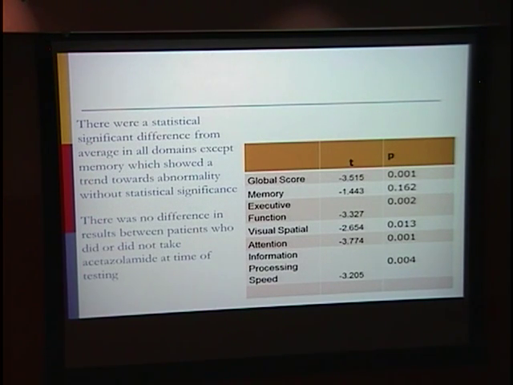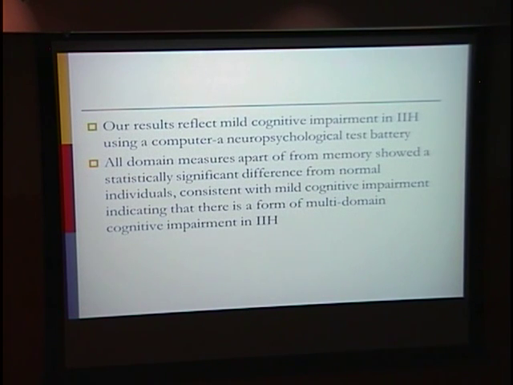And what we found was a significant difference from the average in all domains except for memory, which showed a trend toward abnormality without statistical difference, so there is a decrease in a lot of cognitive functions. Our results found that there was mild cognitive impairment in IIH using this computer test. All the main measures apart from memory showed a statistically significant difference from normal individuals, consistent with mild cognitive impairment. This indicates there is a form of multi-domain cognitive impairment in IIH.